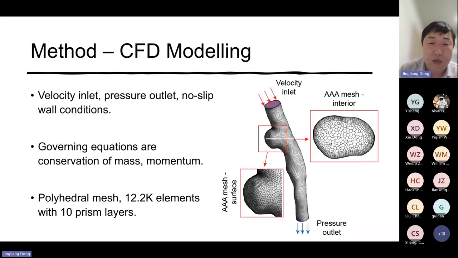This slide describes how the boundary conditions were applied for this specific artery case study. We use velocity inlet, pressure outlet, and no-slip wall conditions. The governing equations are conservation of mass and momentum. For the mesh, we apply a polyhedral mesh, and the total mesh element number after the independence test is 12,200 elements, with 10 layers of prism or refined mesh near the wall, which can be shown here. This is an example showing the mesh configuration of the interior of the fluid domain.